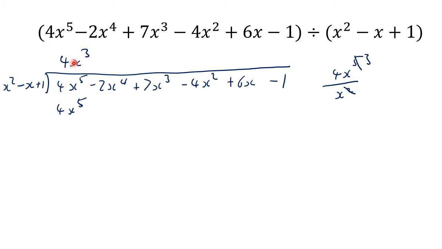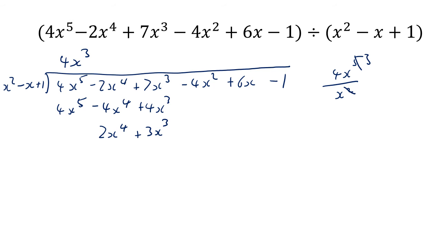And then we're going to multiply that by the minus x. So you end up with minus 4x to the 4. But then you've also got to multiply it by the plus 1. So you get plus 4x cubed. So now you're subtracting the three terms. So you've got these three terms minus these three terms. So the first term cancels out because that's what we're trying to do. Then you've got minus 2 minus negative 4, which is plus 2. So you get 2x to the 4. 7x cubed minus 4x cubed is 3x cubed. What am I writing there?